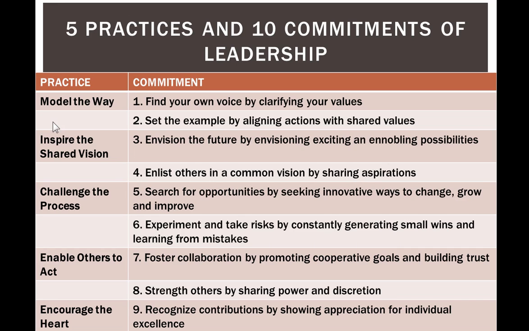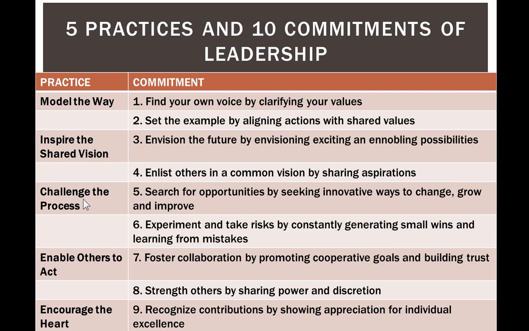And to be sure, in 360-degree feedback, the dimension that's considered most relevant to leadership by people is inspiring a shared vision. That people who are visionaries tend to be, or having a vision is the most important component of leadership, according to people. So envision the future by enlisting others in a common vision.